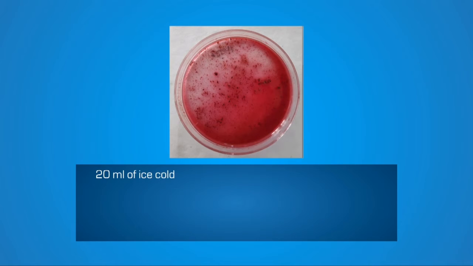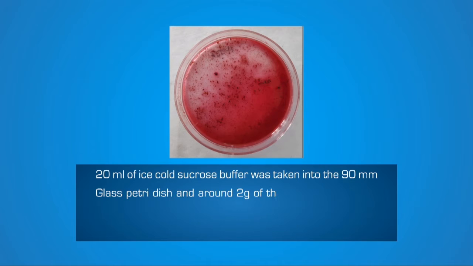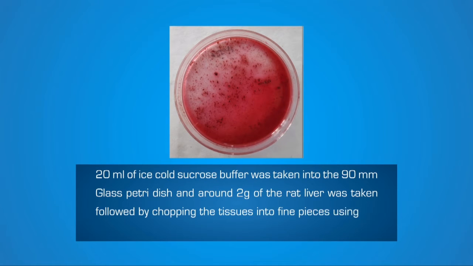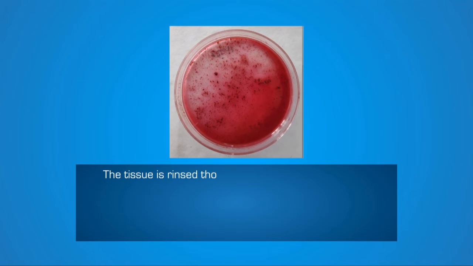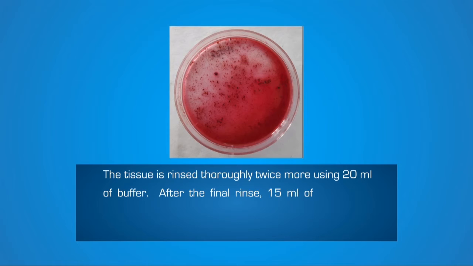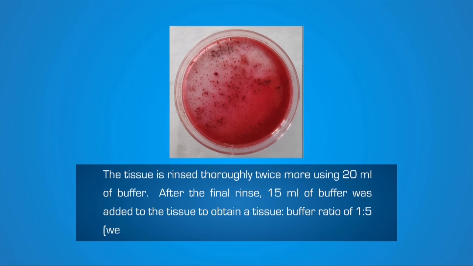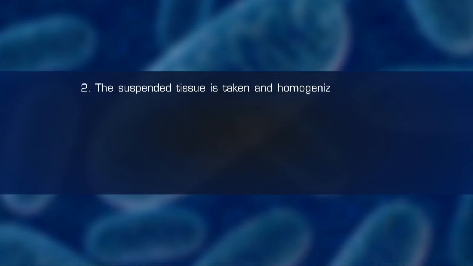20 ml of ice-cold sucrose buffer was taken into the 90 mm glass petri dish, and around 2 gram of the rat liver was taken, followed by chopping the tissues into fine pieces using scissors or scalpels. The tissue is rinsed thoroughly twice more using 20 ml of buffer. After the final rinse, 15 ml of buffer was added to the tissue to obtain a tissue buffer ratio of 1:5.